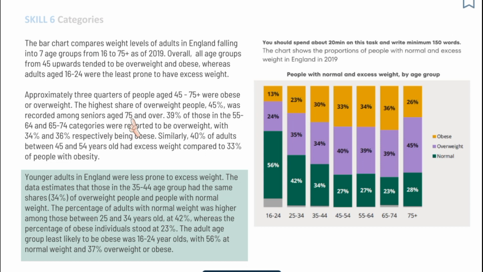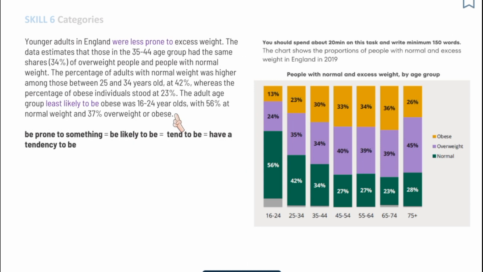Finally, in the last paragraph, I have used two expressions that I would like to discuss with you. So younger adults in England were less prone to excess weight. And a synonym of this phrase is here in the last sentence. The adult age group least likely to be obese.